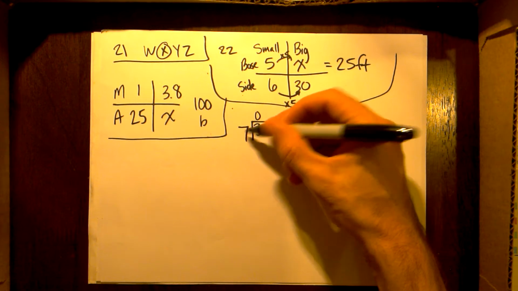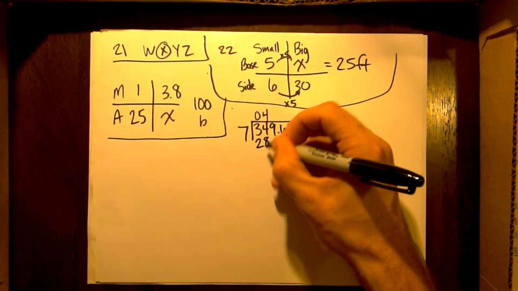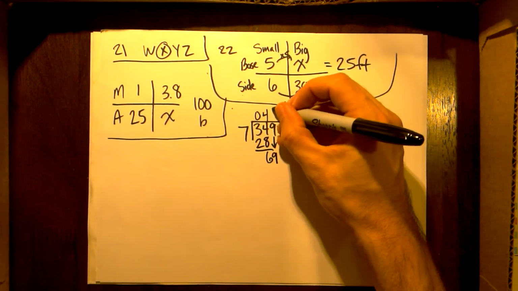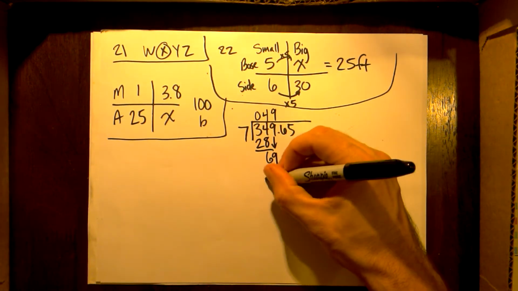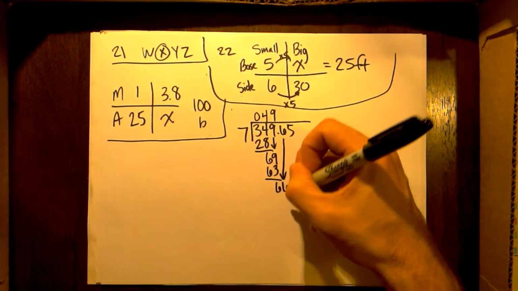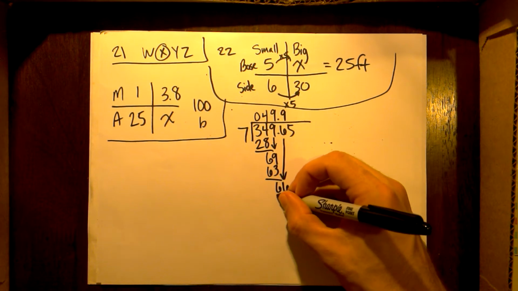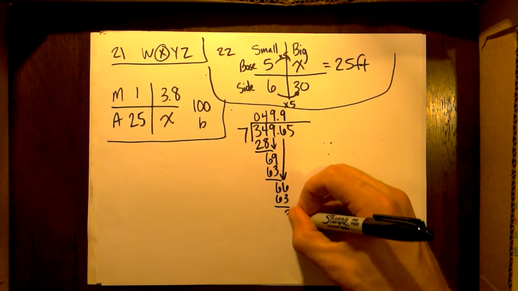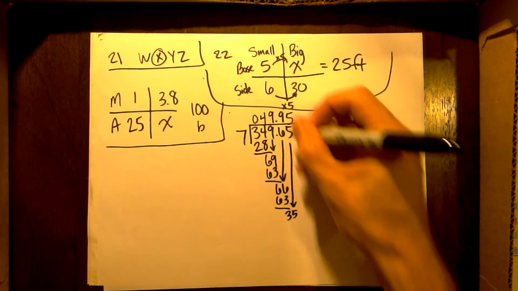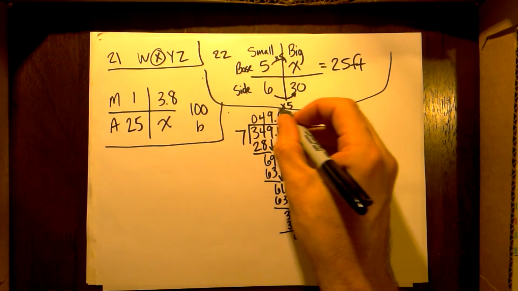7 goes into 3 0 times. 7 goes into 34 4 times, which is 28. 6 left over. 7 goes into 69 9 times, which is 63. 6 left over. Bring down the 6. 7 goes into 66 9 times. Don't forget to move that decimal up, which again is 63. 3 left over. Bring down the 5. And 7 goes into 35 5 times. Nothing left over. So there's our answer.